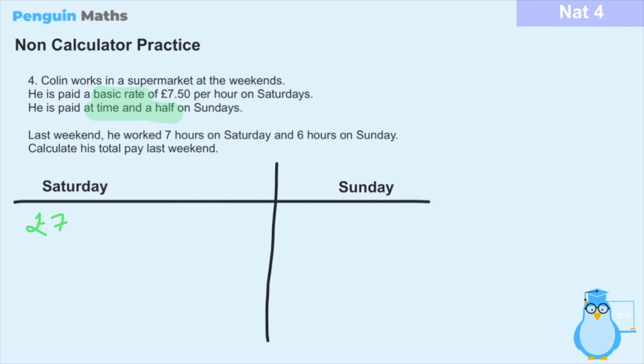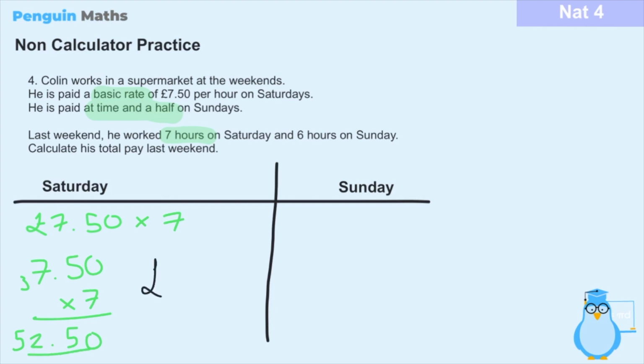So on Saturdays he is paid £7.50 per hour, and we are told on Saturdays he worked for 7 hours. So to get the wage, it's going to be £7.50 multiplied by 7. So let's just do that as a sum. 750 times 7. 5 times 7 is 35, carry the 3. 7 times 7 is 49, add on the 3, gives us an answer of 52. So that means for the Saturday he was paid £52.50.